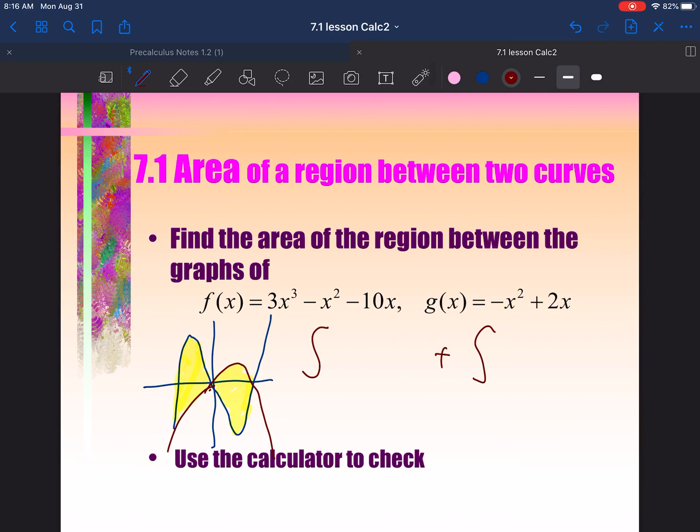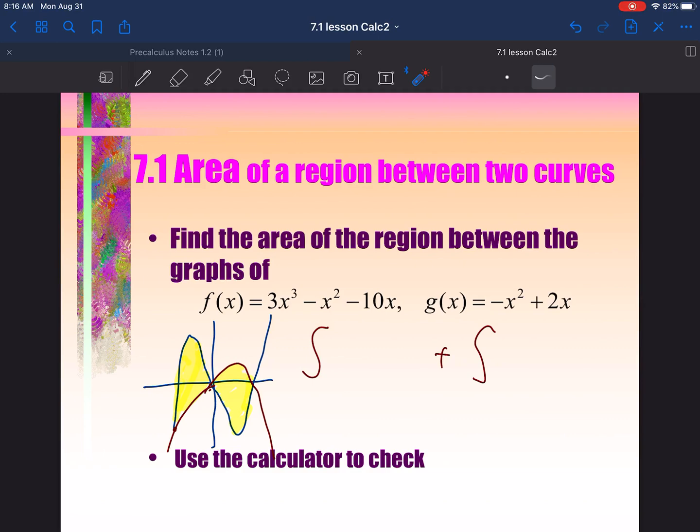A couple of things that you're going to have to find is the endpoints. So again, it's going to be important that you look for those endpoints. Where do they cross? Those are important. You can use your calculator to also do that. So if you go up to calculate, you can do intersection. That's a nice quick way to find out where they intersect.